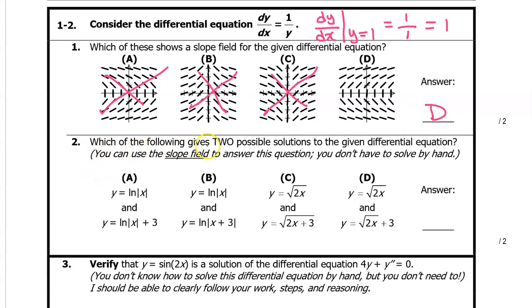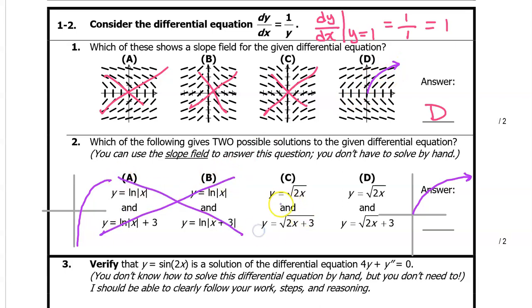Number 2. Which of the following gives 2 possible solutions to the given differential equation? You can use the slope field to answer your question as opposed to trying to solve it by hand. We know that natural log graphs look like this. That's a better match for option C, which was not the answer, and not so much D. We know that square root graphs look like this, which is a better match for the slope field D. So we can forget about options A and B. It's going to be one of these two.